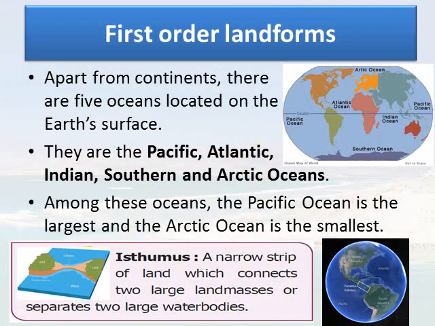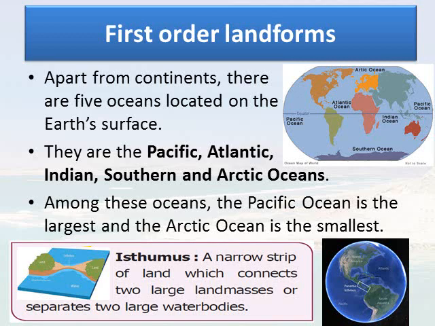Now children, let us learn about the oceans. Apart from continents, there are 5 oceans located on the earth's surface. They are Pacific, Atlantic, Indian, Southern and Arctic. Among these oceans, the Pacific Ocean is the largest and the Arctic Ocean is the smallest.